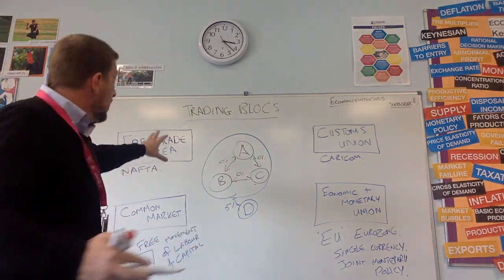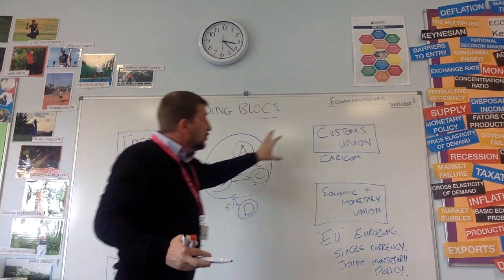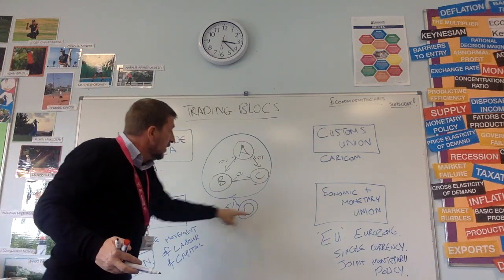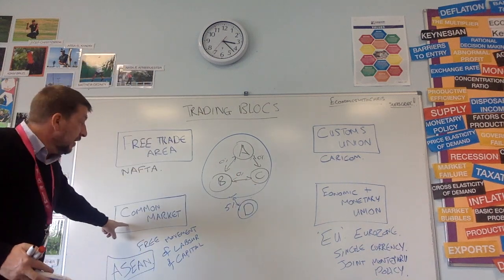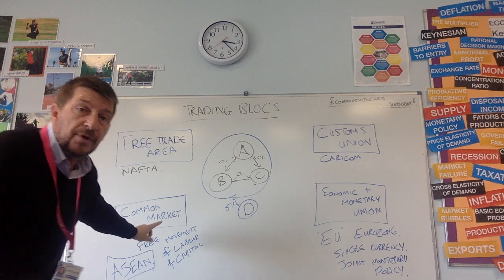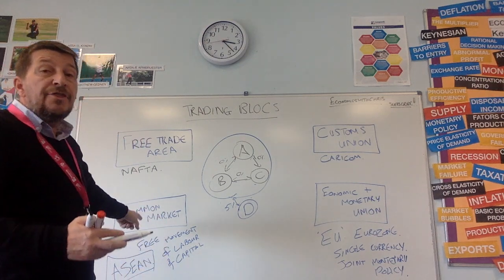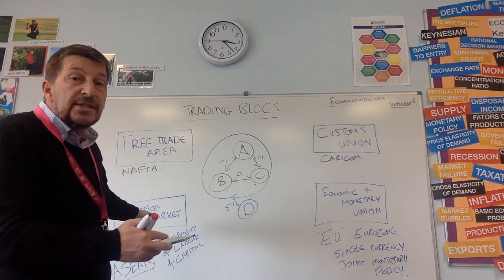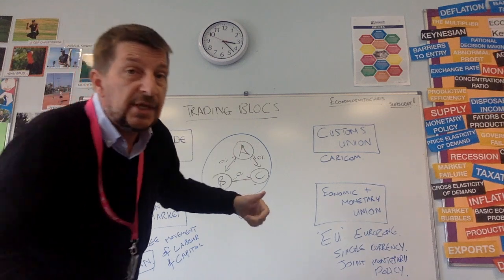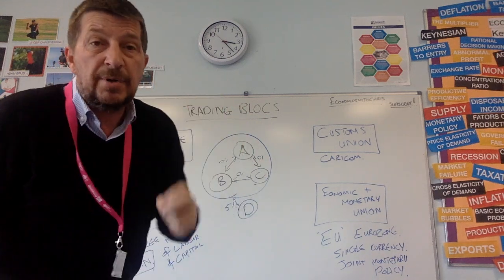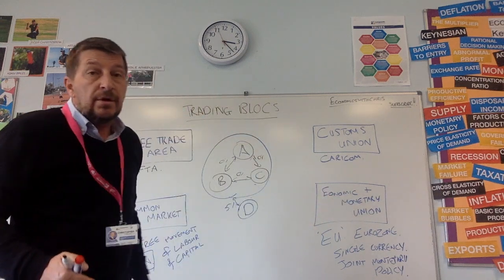So don't forget, we have the free trade area, that's basic, no internal tariffs. We've got the customs union, which is adding a ring tariff. We've got the common market, which is adding free movement of people and capital, free movement of labour, free movement of capital. And then we've got a much more integrated system, which is the Eurozone, which adds a single currency and a single monetary policy. Okay, and that is the most sophisticated of all of the trading blocks.